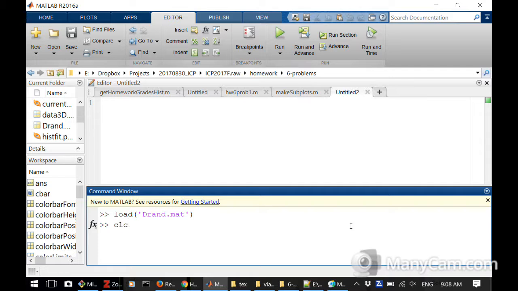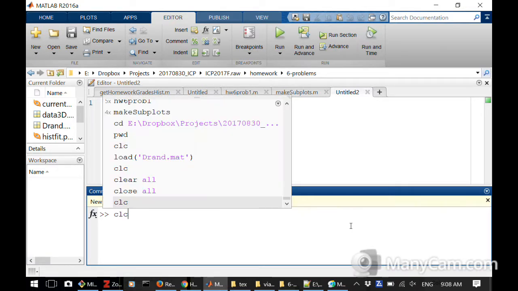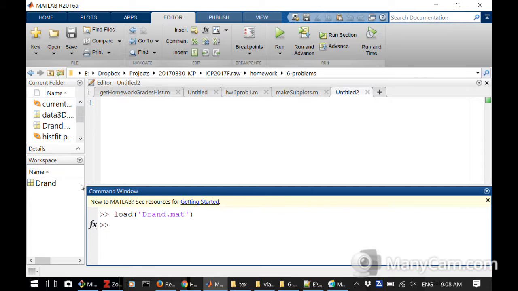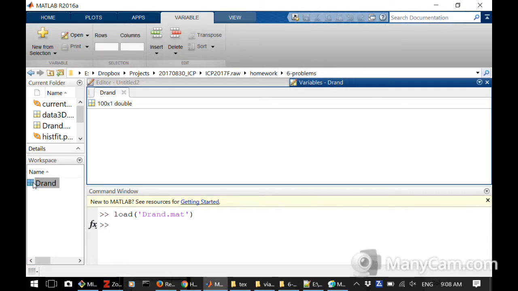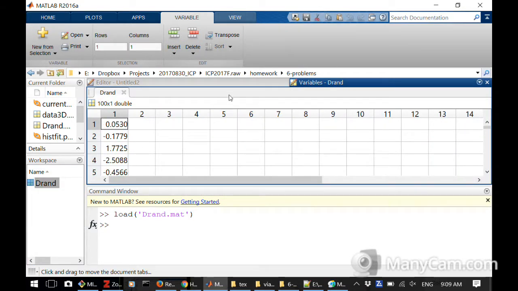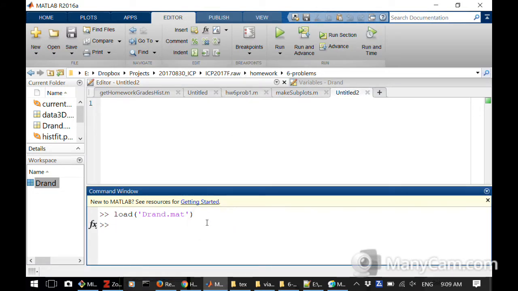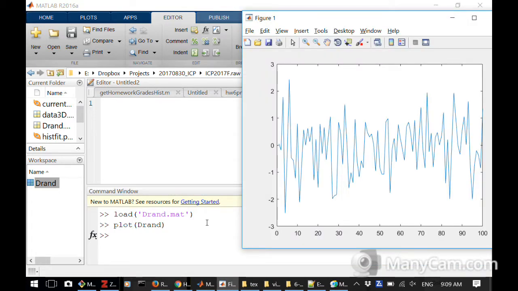Okay. So clc, clear all, close all. Now I want to load this file. I load it. It gives me a structure, drand. Okay. Now let's have a look at it and see what it is. It's 100 by 1 double. Okay. That means I can plot it. Let's plot it and see what we have inside of it. Okay. That's just a set of random numbers. That's what you would expect. It all looks like white noise. This is called white noise, actually. That's just a random Gaussian number around 0.